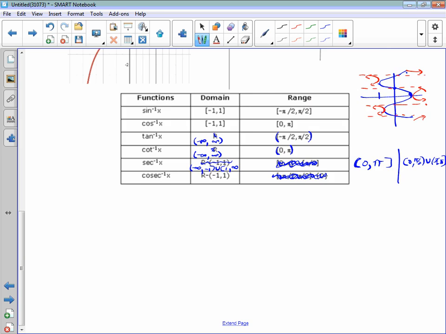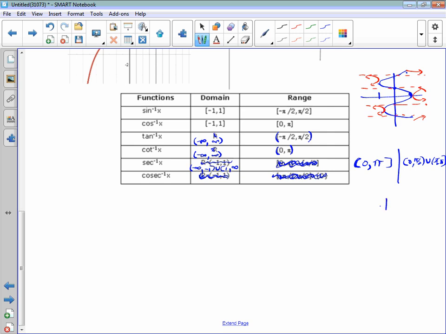I know I'm writing as microscopic as I can, so I'm sorry. Oh, pi over 2. Isn't that where your asymptote would be? Because this is 0, pi over 2, pi over 2 to pi. Come on, Tammy. Like, I will write bigger for cosecant.